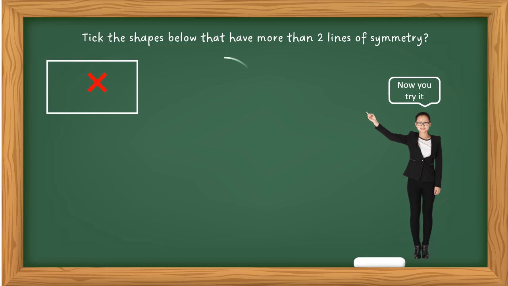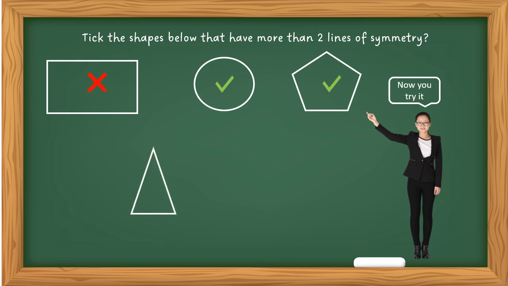Doesn't. What about this shape? Do you think that has more than 2 lines of symmetry? Definitely. It's infinite, isn't it? What about this shape? Do you think that has more than 2? Definitely. Okay, you can see there's 1, 2, 3, 4, 5.